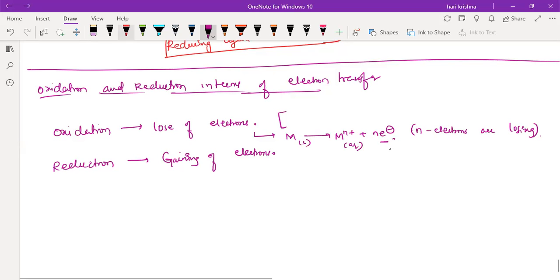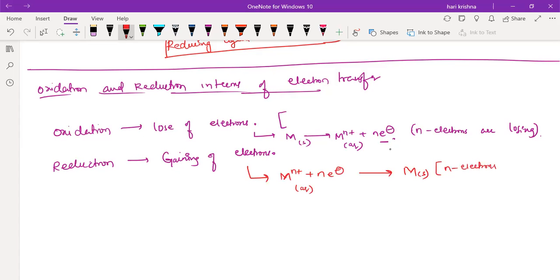Now the same thing, if you write it for reduction, what will you write? Mn+ plus n electrons are gaining, on the reactant side, to form M. Electrons are gaining. Is it clear? These are the two equations.